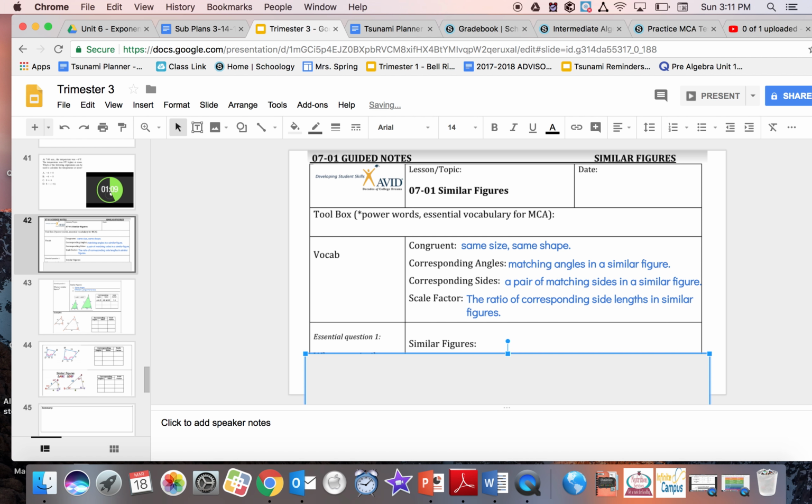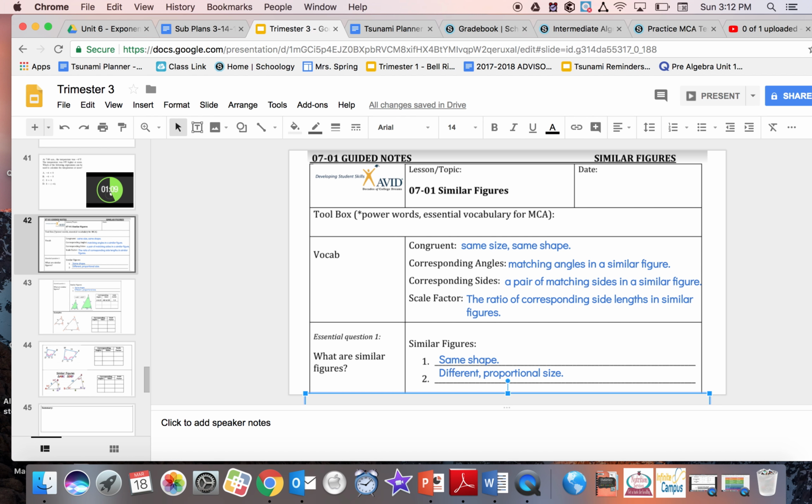Okay. Essential question number 1, similar figures. What is a similar figure? There's two things that need to be true in order for two shapes to be similar. They have to be the same shape, and they have to have different yet proportional sizes. So when we talk about their corresponding sides, their side lengths are going to be different, but they are proportional.